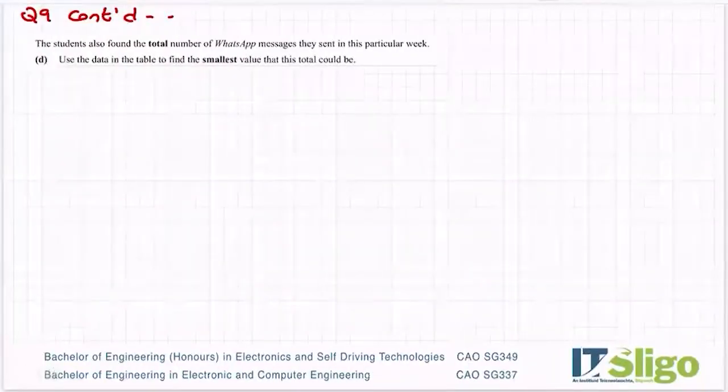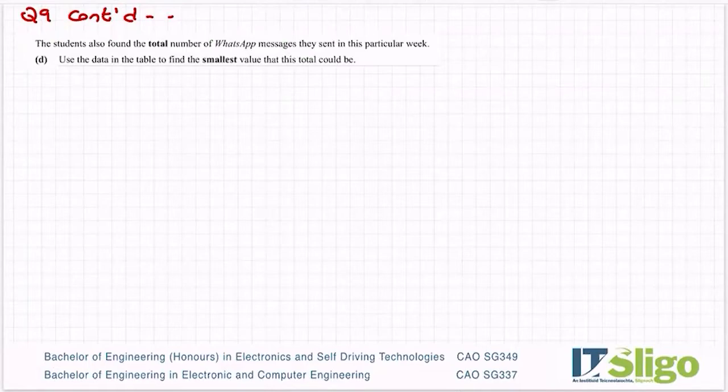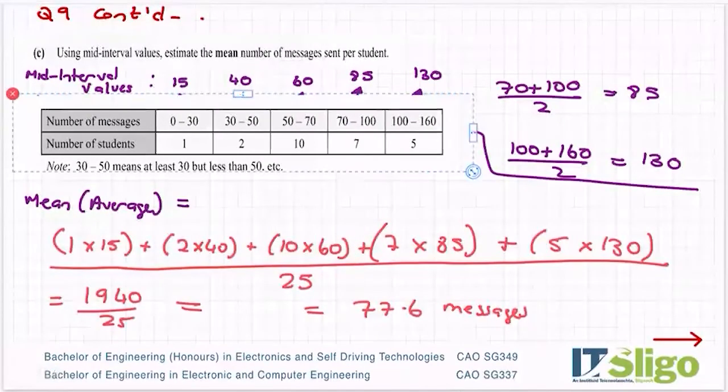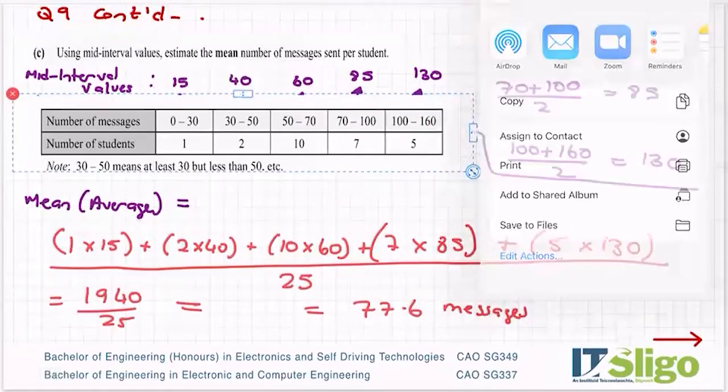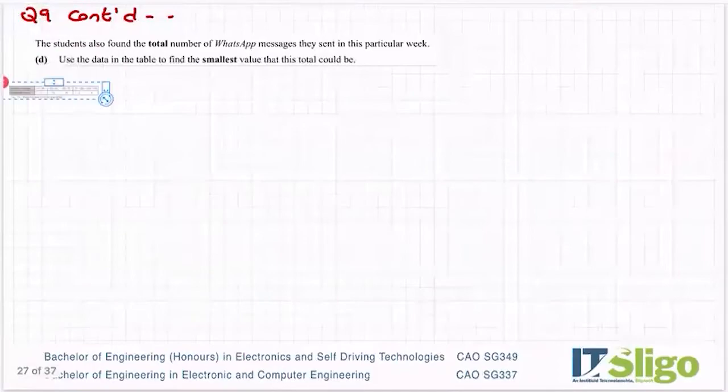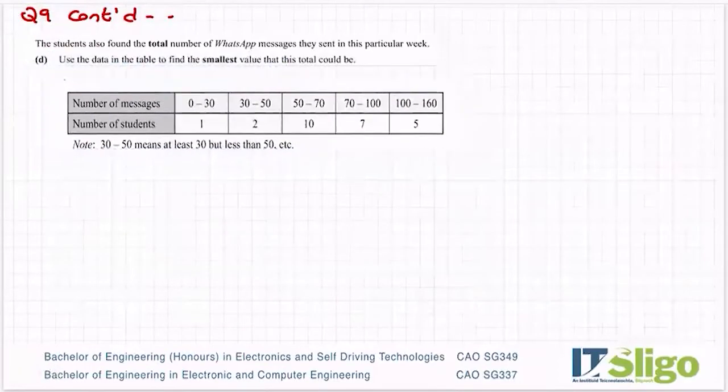The students also found the total number of WhatsApp messages they sent in a particular week. Use the data in the table to find the smallest value that this could be. Okay, let's copy our table and let me try and explain this one to you. Okay, so use the data in the table to find the smallest value that this total could be. So they found the total number of WhatsApp messages sent. Okay, so what is the smallest number of messages that this student here could have sent? Well, it could be 0.